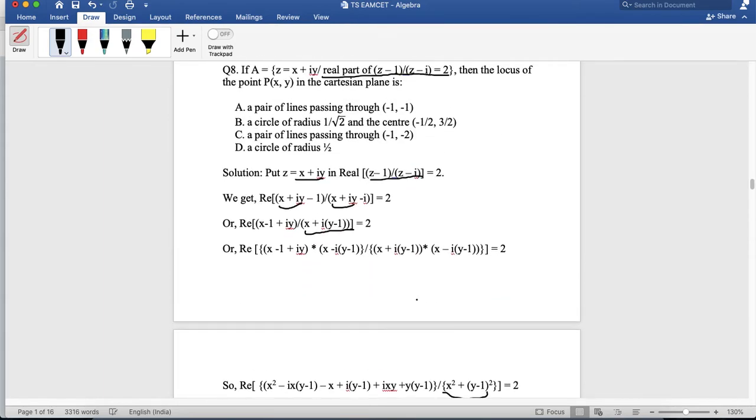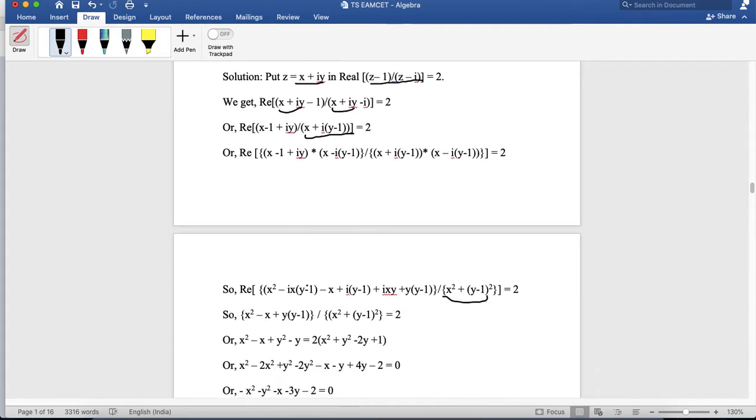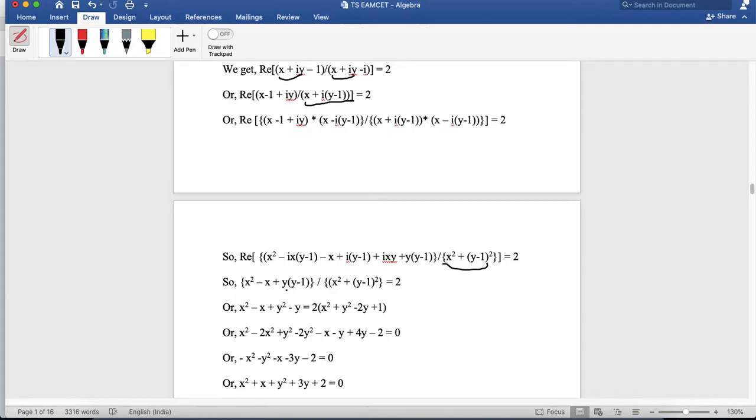In the numerator, I will have to multiply these two expressions and see what I end up with. What I end up with over here is (x square minus x plus y square minus y) by (x square plus (y minus 1) whole square). This will be the real part, and the imaginary part I am not considering, because I am only concerned with the real part of this number, which is given to me as 2.